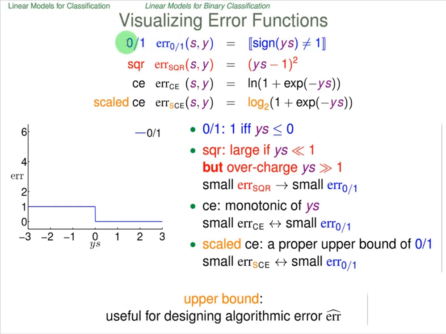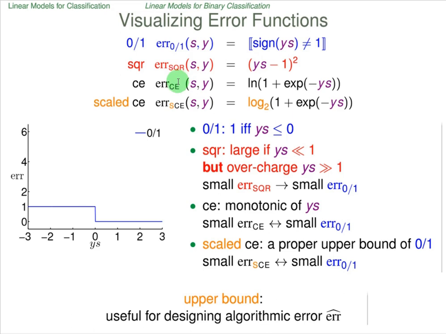Let's try to visualize their graphs. So the 0-1 error function is defined by the following. Squared error is (ys - 1)^2 in terms of the classification correctness score. And we also have cross entropy. We denote it as CE, cross entropy, which is equal to the following. And a scaled version of cross entropy: instead of the natural log, we are using the base 2 logarithm, and we call it the scaled cross entropy.